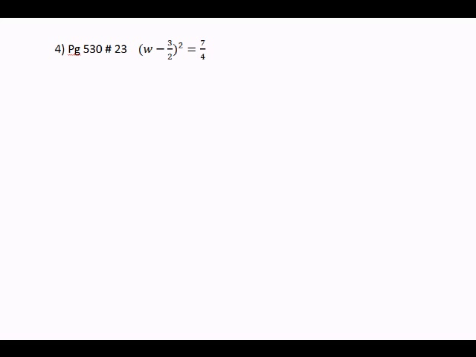Okay, here's problem number 4. We're on page 530, number 23. It says use the even root property to solve the equation. So even in your quiz, I think it's going to say use the even root property to solve. That means we're going to find out what W equals.